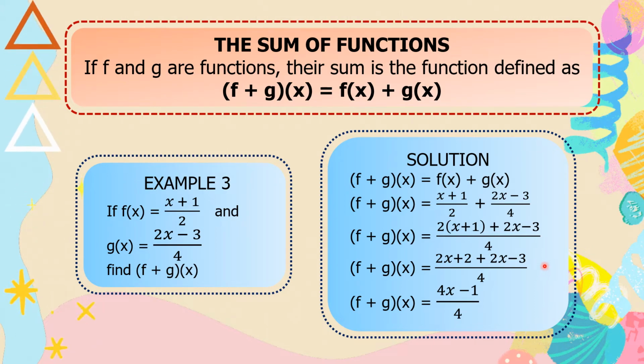To simplify it further, let's combine similar terms dito sa ating numerator. So we have similar terms, 2x and 2x. So 2x plus 2x equals 4x. Then we have constant terms, 2 and negative 3. So 2 minus 3 is equal to negative 1 over our LCD, which is 4. So the sum of f and g of x is equal to 4x minus 1 over 4.